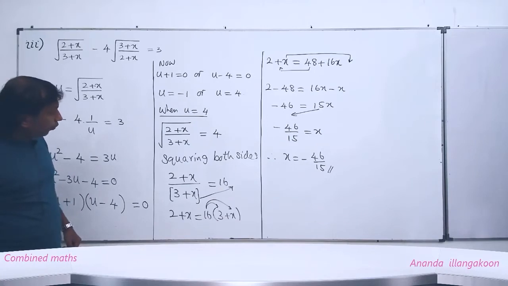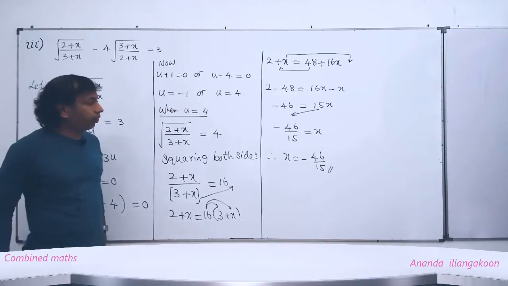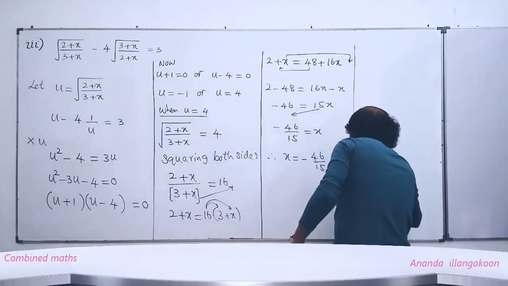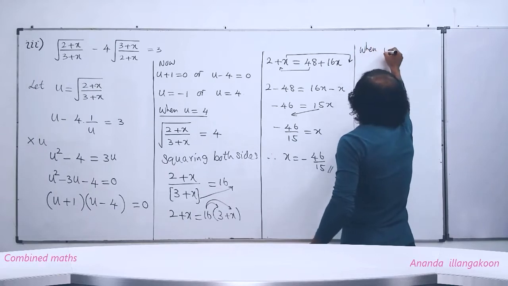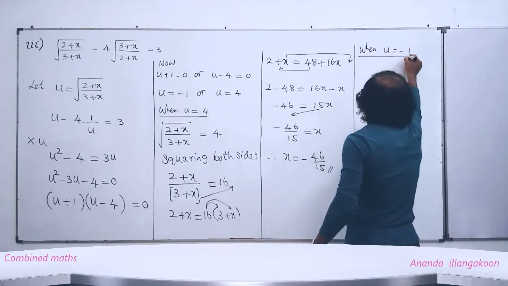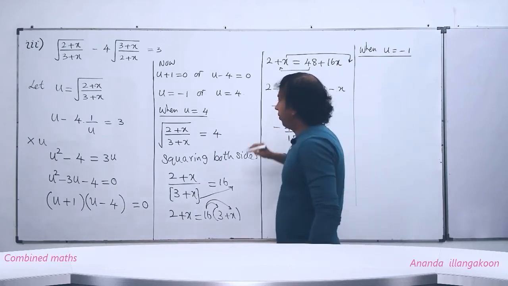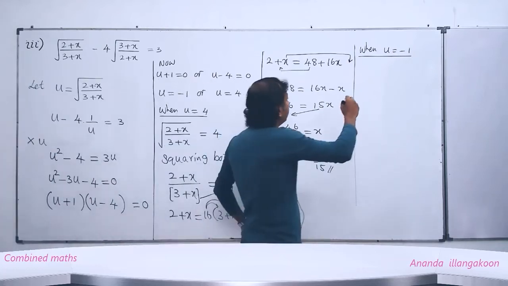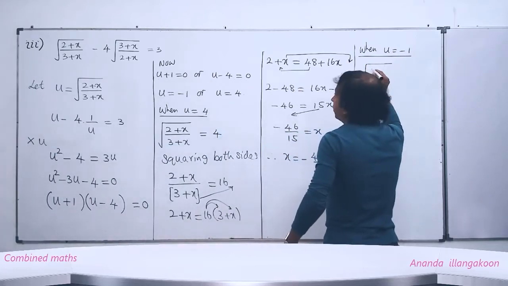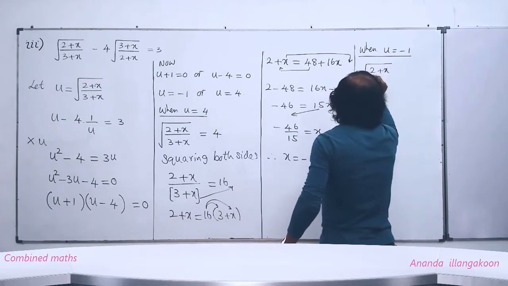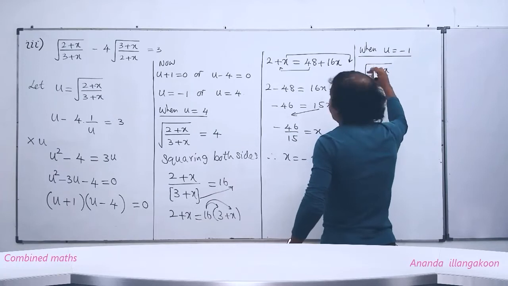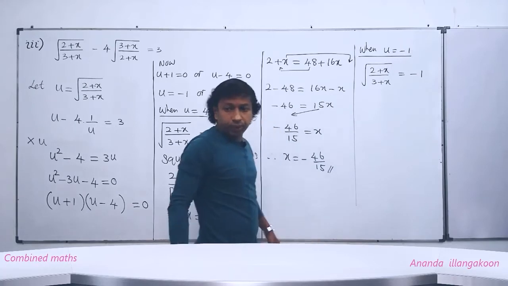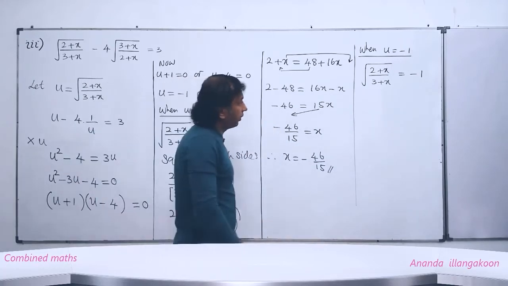Another u value we have, that is u equals minus 1. The second one we take like this, when u equals minus 1. Our u is what, people? I'm going to take that this way. 2 plus 6 divided by 3 plus 6, root is u. It is now minus 1. This way. Okay, people, here you can very clearly understand.